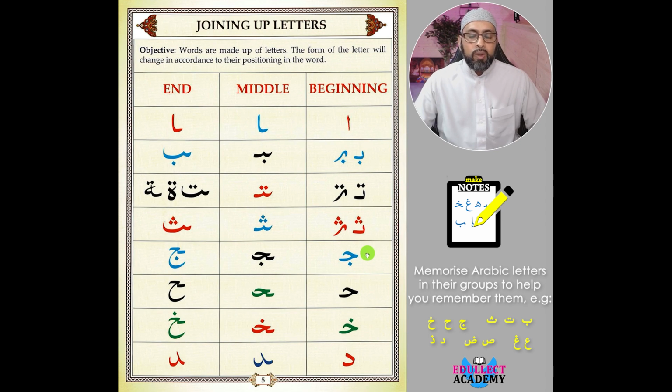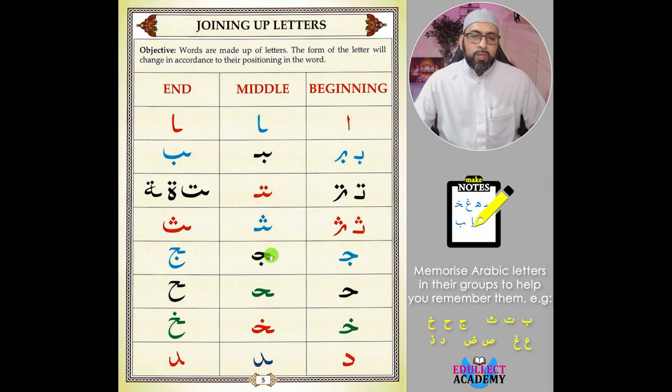They are all identical apart from where the dots are. Where you have a dot underneath, it's a jim. So jim at the beginning, that's how it looks. Jim in the middle, jim at the end. Almost identical to how you know it so far. So you'll simply have to memorize the way that the jim is written at the top.